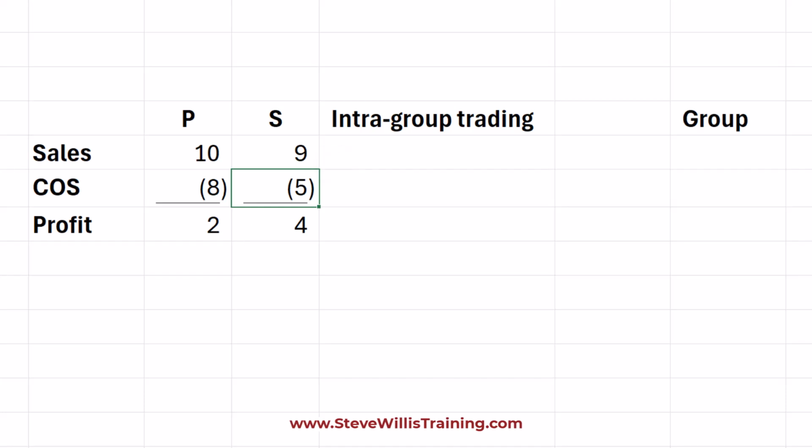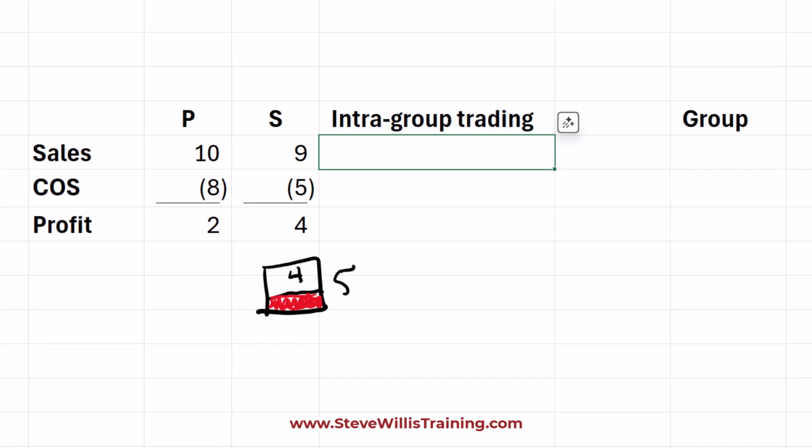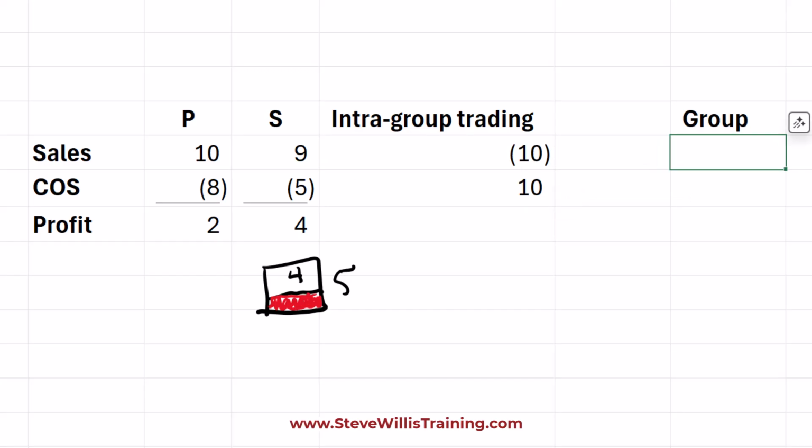Okay? Now, the new complication is that we have some closing inventory in S's books. S bought the goods for $5, but the cost to the group was really $4. So look at this. We have a difference. This bit we would call unrealized profit, hiding in the closing inventory of S. So if we make the same adjustments that we did before, we want to remove the intra-company trading, -10 plus 10. Let's see what happens. We've got group sales of 9. We've got group cost of sales of 3, so we have a group profit of 6.